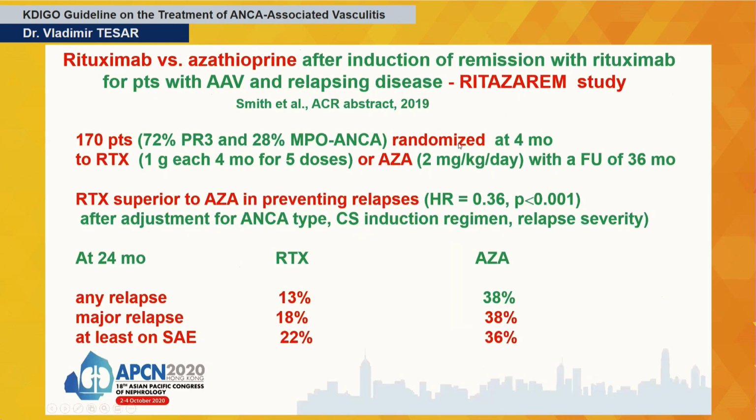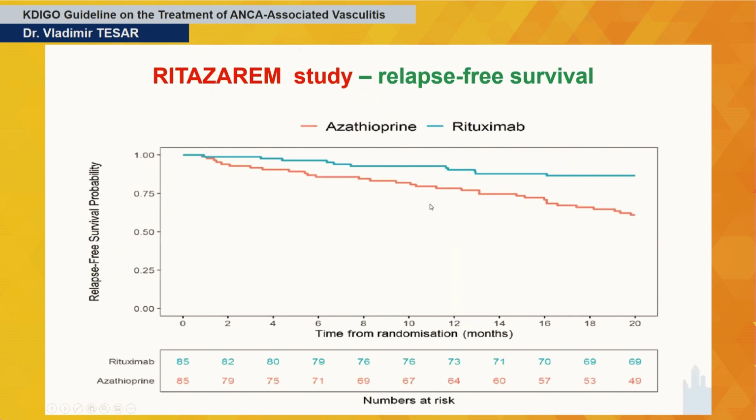And I already mentioned the Tesar study, and I will now share with you the yet unpublished data from the maintenance phase of the study, where patients who reached remission with induction with rituximab were randomized either to rituximab or azathioprine, and you can see that rituximab was superior to azathioprine in preventing relapses. This was quite similar to the MAINRITSAN study.